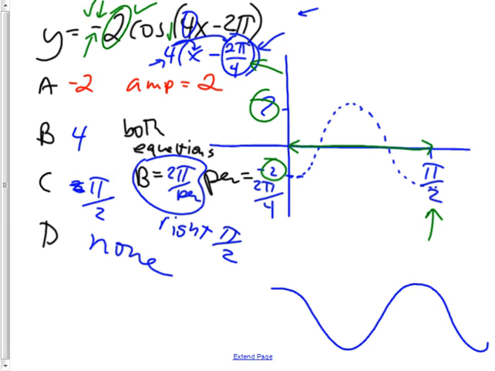Could you have actually moved yours over like this? Sure, that's fine. Nothing wrong with that. It's just a different part of the graph you're showing me. But my original one would have been fine too.